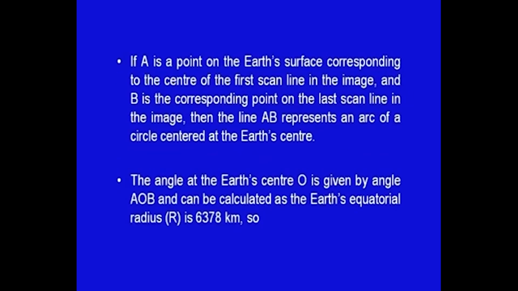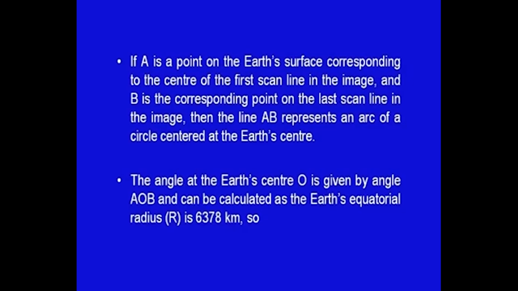The time taken by the satellite sensor to scan the image can be found out if the distance travelled by the satellite and the satellite's velocity are known. Here, both distance and velocity are expressed in terms of angular measurements. So, if A is a point on the Earth's surface corresponding to the center of the first scan line in the image, and B is the corresponding point in the last scan line in the image, then the line AB represents an arc of a circle centered at the Earth's center.